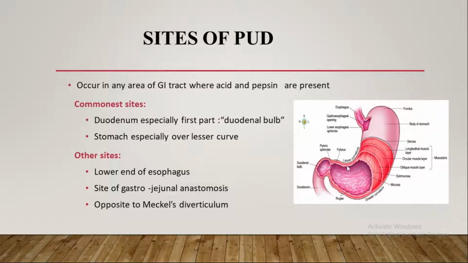The other site is the stomach, and peptic ulcers are more common towards the lesser curve as compared to the greater curve. The lower end of the esophagus can also develop a peptic ulcer because, due to reflux, it is also exposed to the acid as well as the pepsin. The other sites which can also develop peptic ulcers are the gastrojejunal anastomosis and sometimes a Meckel's diverticulum, because a Meckel's diverticulum also sometimes has gastric mucosa.